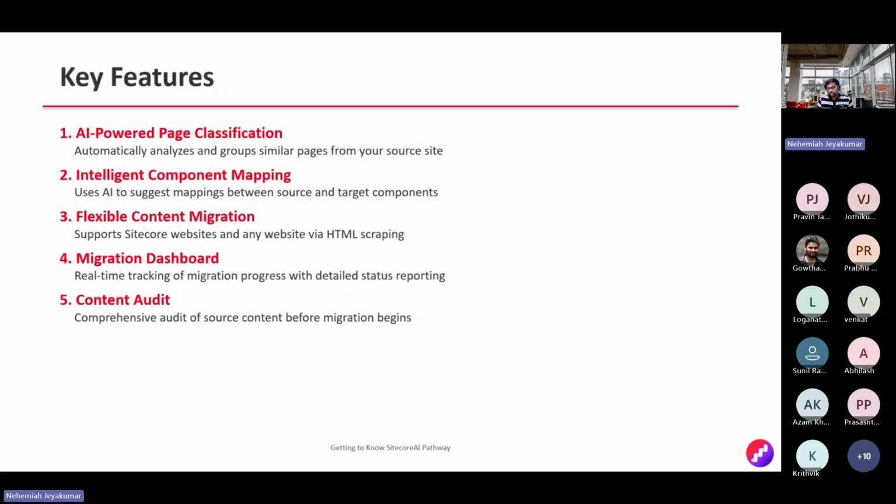So what are the key features of Sitecore AI? First, it's AI-powered page classification. Pathway automatically analyzes the source pages and groups them into similar categories, and then reduces the repetitive work.